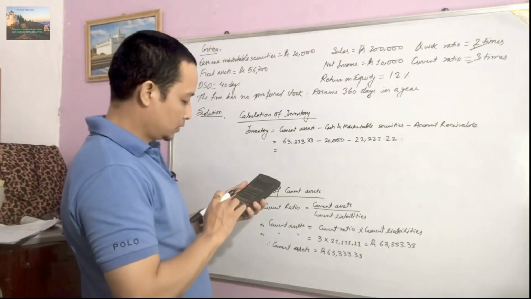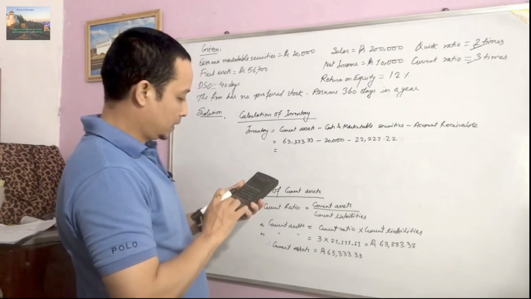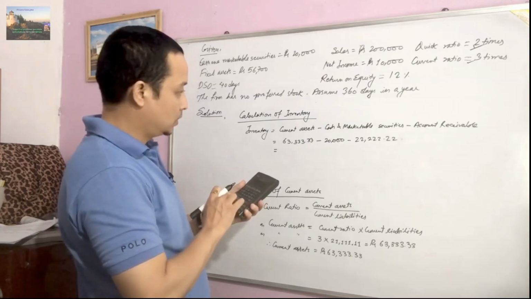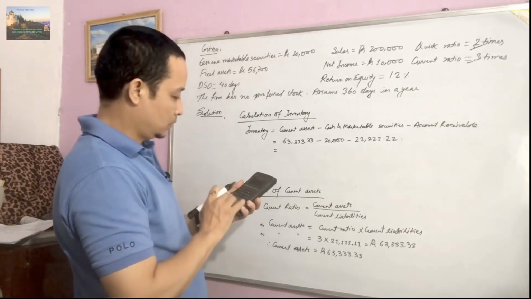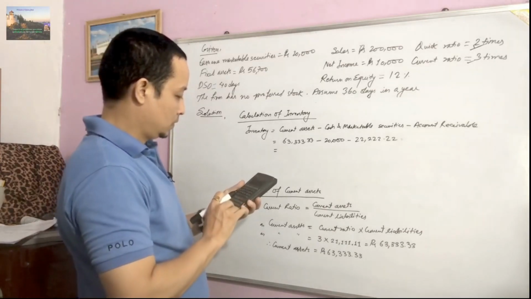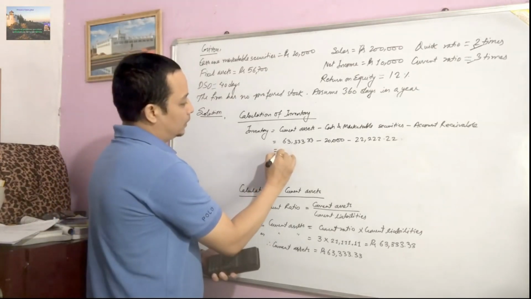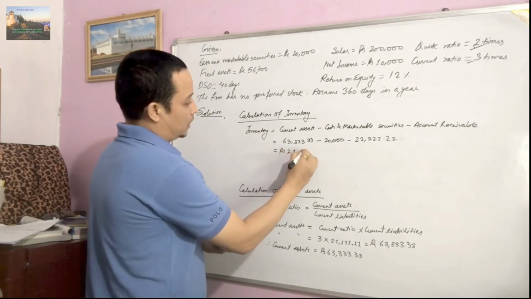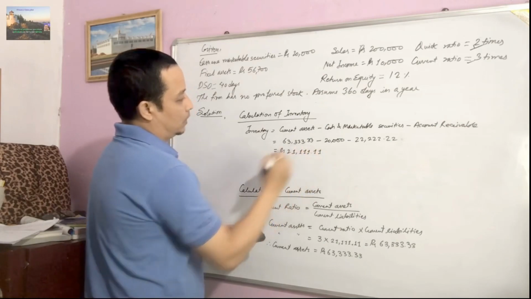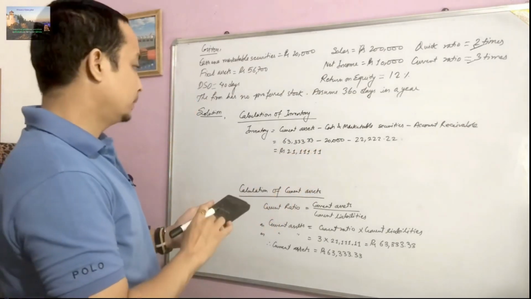So 63,333.33 minus 42,222.22. Your inventory will be rupees 21,111.11. Okay, this is your inventory.